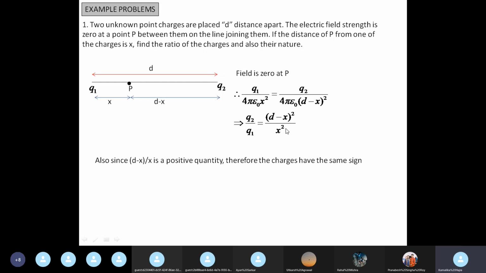When they are in the ratio d minus x by x whole square, that is when they can neutralize each other at such a point P. And this is happening because the two charges are of same sign. Otherwise, they would attract each other. Then you would not find a point of zero field. If they were of opposite signs, this would not happen. Just because they are of same sign, they are repelling each other. That is why you find a point of neutralization on the line joining the two charges.